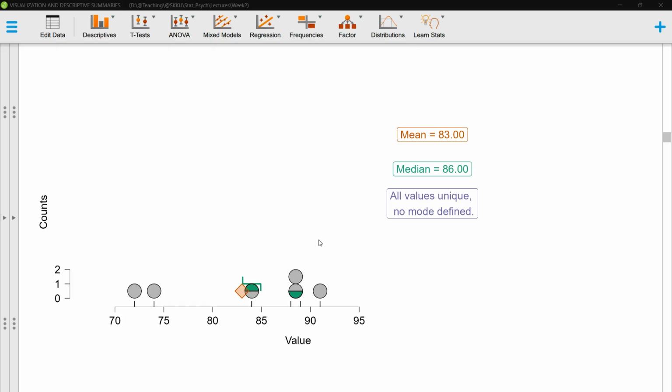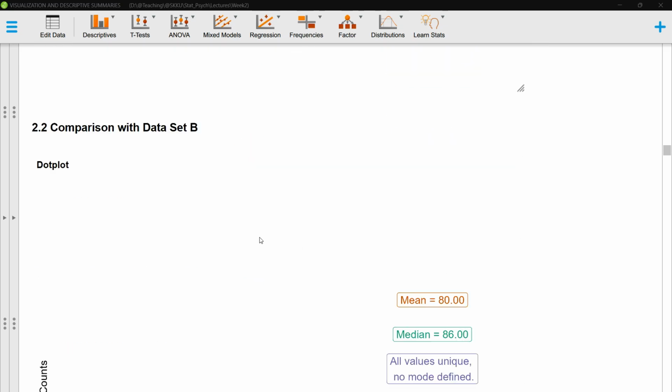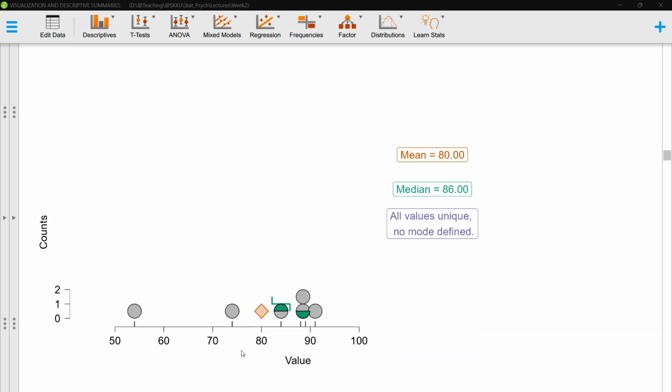So let's look at the next set that has the difference only in the first one, the lowest value. Like this is the 72, I guess, right? And now in the set B, there's the value 54 instead of the 72, and this is the dot plot for the set B. So now we have 54 instead of 72, right?